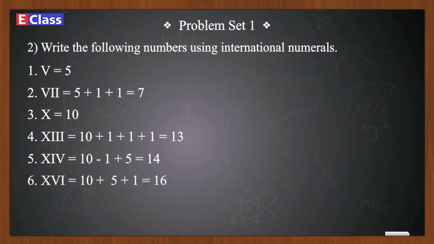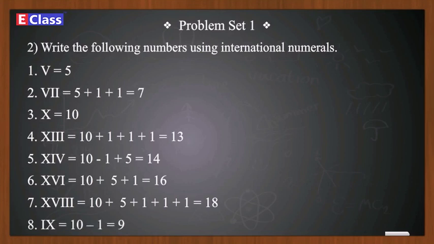6. XVI is equal to 10 plus 5 plus 1, which is equal to 16. 7. XVIII is equal to 10 plus 5 plus 1 plus 1 plus 1, which is equal to 18. 8. IX is equal to 10 minus 1, which is equal to 9.